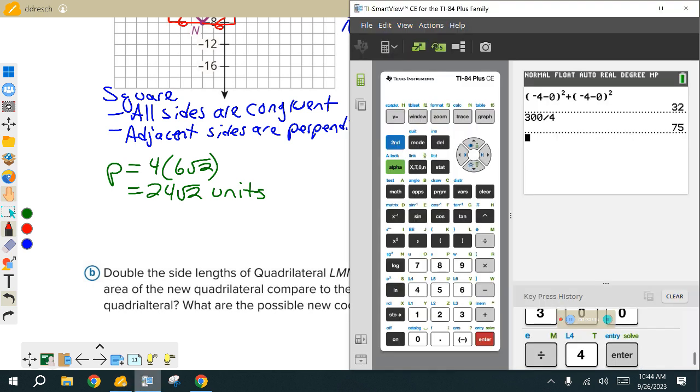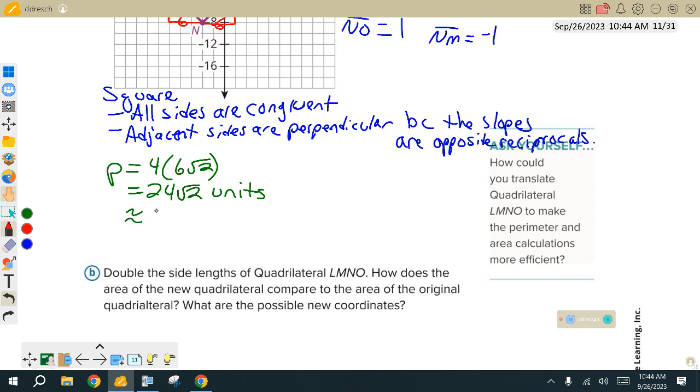Directions say round that to nearest hundredth, I think it is. What is it rounded to nearest hundredth? 33.94, right? 33.94 units. As we've been doing the last, again, week or two, making sure you round correctly. This is a gigantic problem.